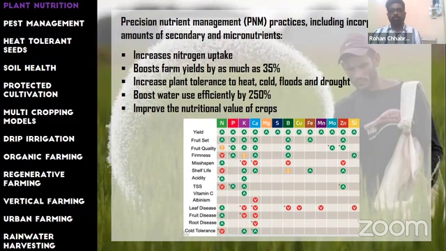Now, when we supplement nutrients in a precision manner, the nitrogen uptake efficiency increases. It also boosts the farm's yield by approximately 35%. Plants become more tolerant to heat, cold, floods, and drought. The water use efficiency increases by up to 250% in some cases, which is really helpful, especially to build a climate resilient infrastructure. The overall nutritional value of the food also increases.